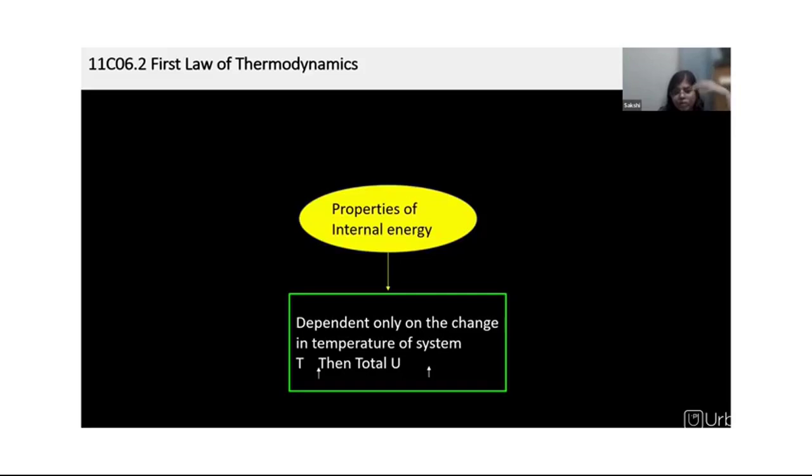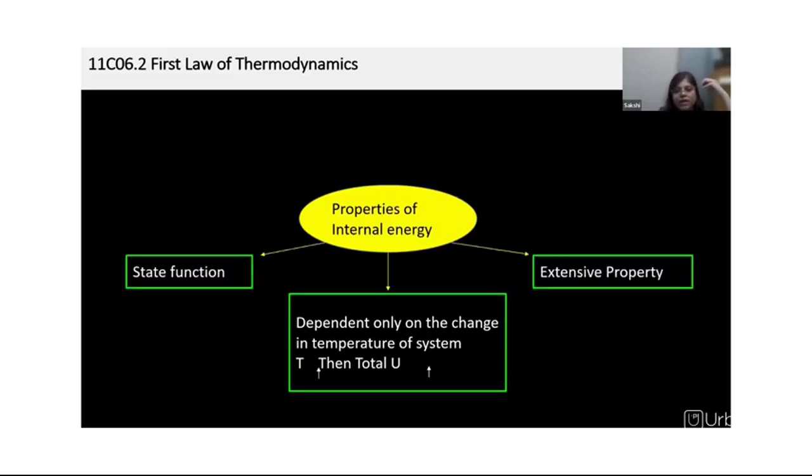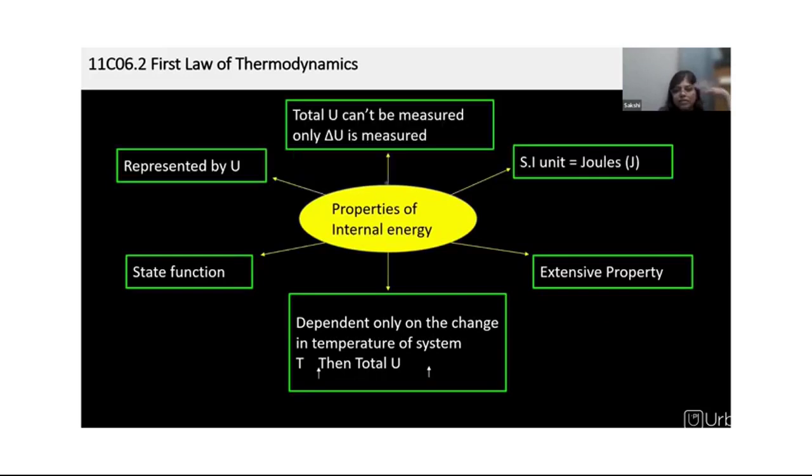The property of internal energy is that it is dependent only on the change in the temperature of the system. If the temperature of the system increases, the kinetic energy would increase, so it would also increase the internal energy. We cannot calculate the total internal energy, but we always calculate the difference in the internal energy. Another property: it is a state function.